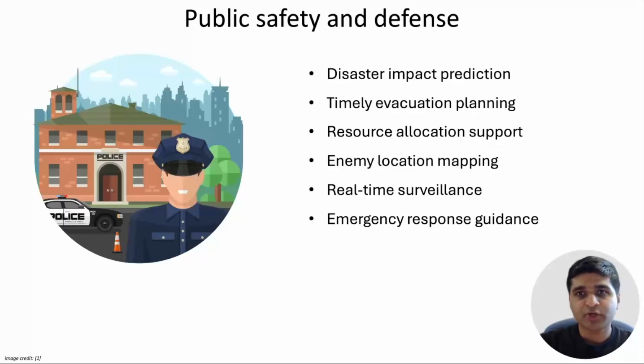GIS is very important for public safety and defense. In disaster management, it cannot stop events like cyclones, floods, or earthquakes, but it can predict their impacts and guide quick action. For example, when a cyclone is forecasted, it can show which coastal areas may be hit badly, allowing timely evacuation and proper resource allocation.